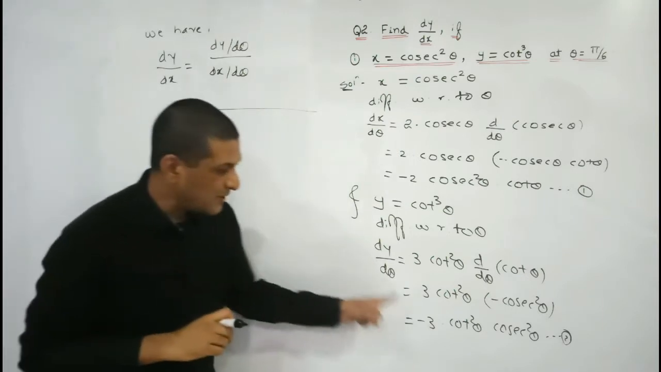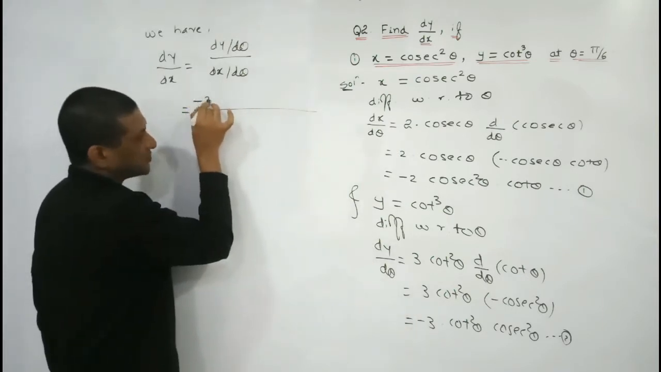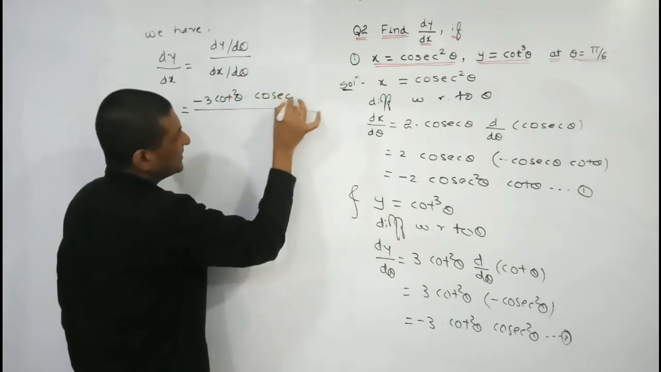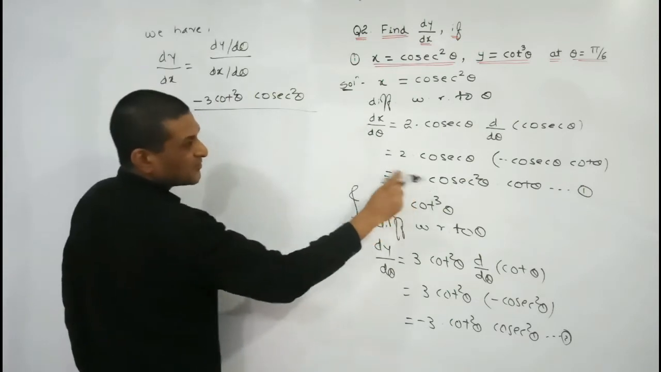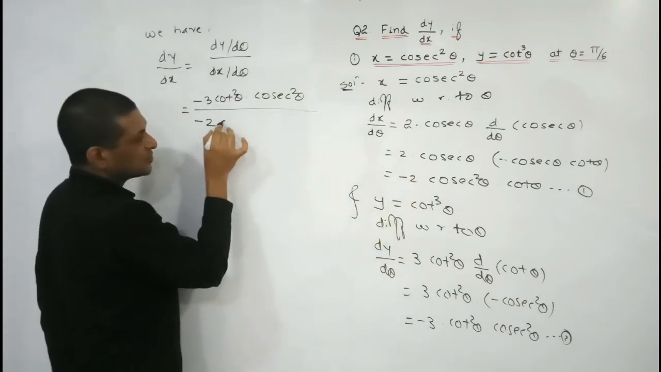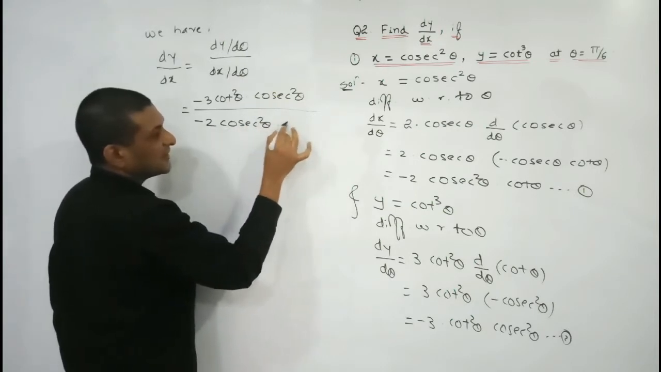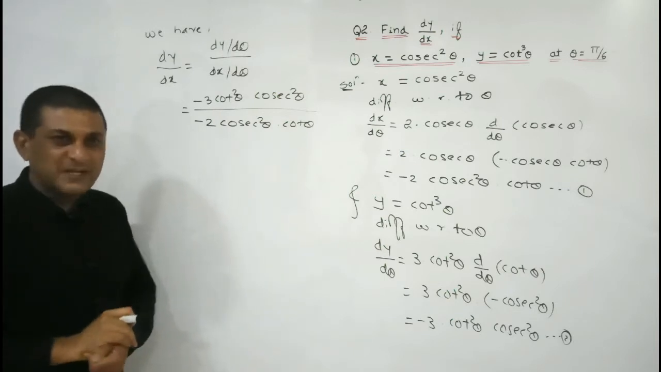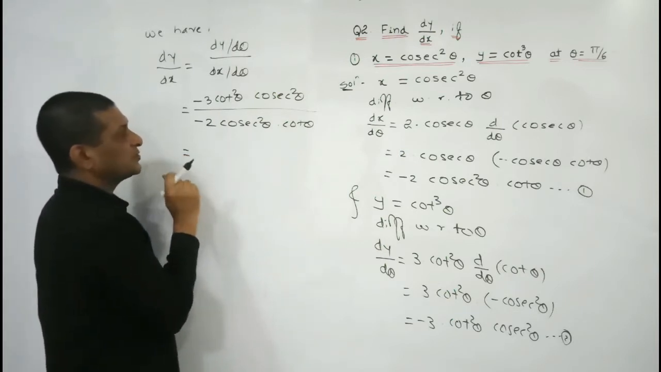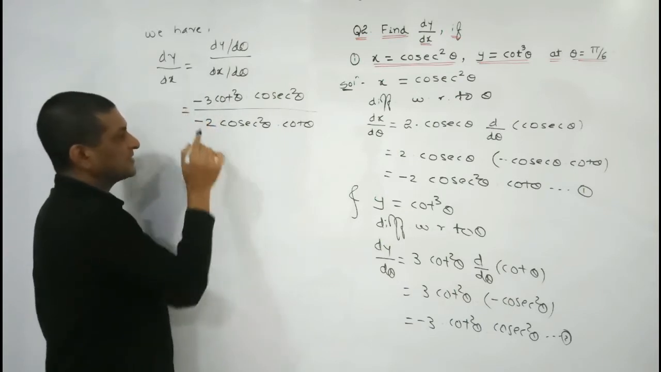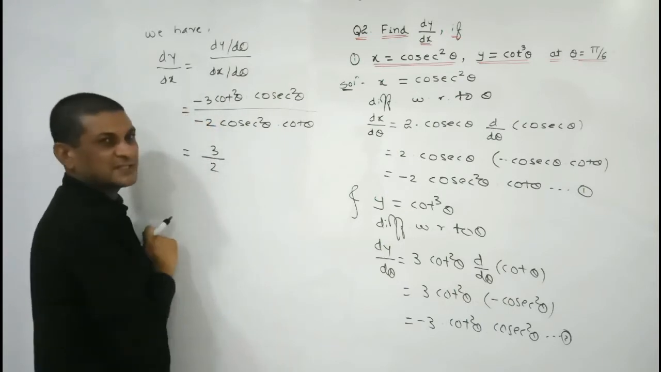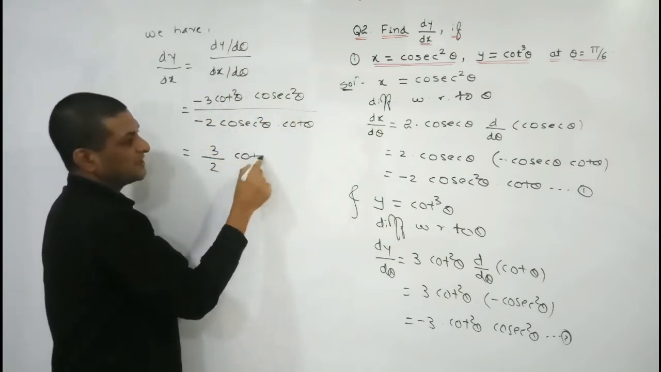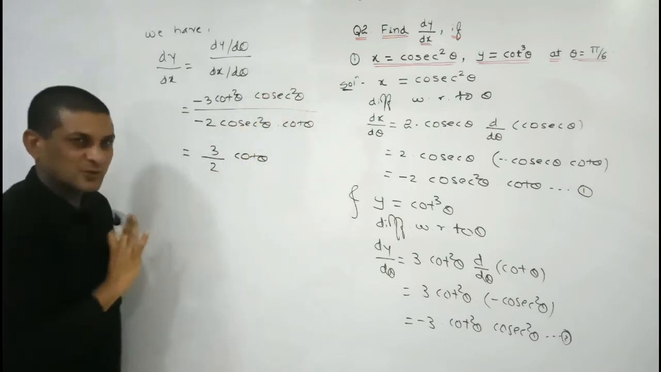What is the value of dy upon d theta? It will be equal to minus 3 cot square theta into cosec square theta, and the value of dx upon d theta from equation number 1 will be minus 2 cosec square theta into cot theta. After substituting the values, just check whether it is possible to simplify it. So let us try to convert it into simplest form. Here we can observe that minus and minus will get cancelled, so 3 by 2 keep it as it is. Now here one cot and one cot will get cancelled, so the remaining term is cot theta, and cosec square will also get cancelled.